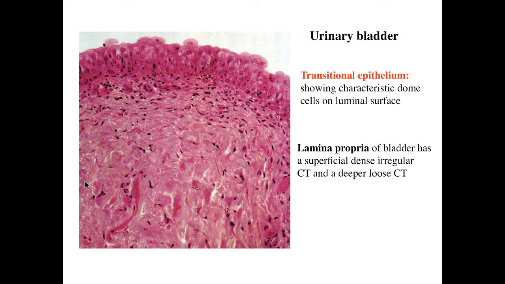This is an example of the urinary bladder, this transitional epithelium, showing these characteristic dome cells on the surface, on the luminal surface.